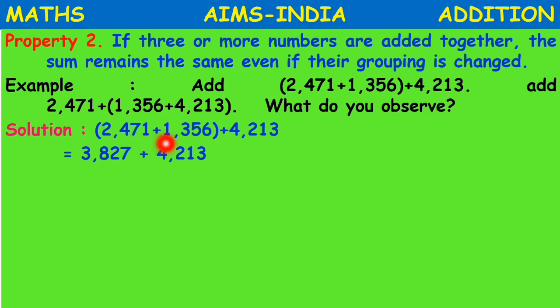Now 2471 plus 1356 becomes 3827. Okay children, becomes 3827. Then we have the addition symbol. Then we have 4223. Yes. Now when we add these two numbers together, the resulting sum is 8040. Yes, this was the first part of the question.